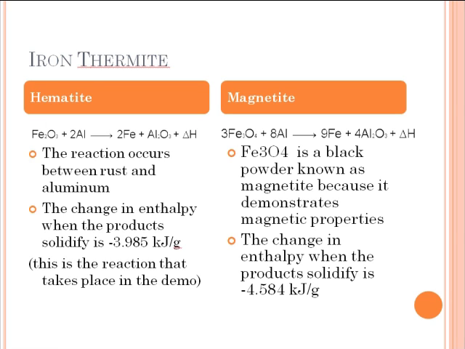There are two different mixtures of iron thermite. The first is hematite, which is the reaction between iron-2 oxide and aluminum. The change in enthalpy when the products solidify is negative 3.985 kilojoules per gram. This is the reaction that took place in our demo.